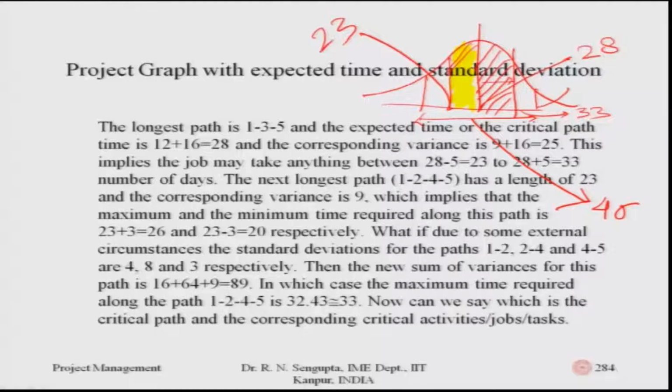So, this value would be 28 plus 5 which is 10, which is 38, and this value would be 28 minus 5 which is 10, which is 18. So, this 18 to 38 basically would mean that with plus 4 sigma, that is plus 2 sigma and minus 2 sigma, I am able to finish the job within that stipulated time. So, again continuing what is written here, this implies that the job may take anything between 28 to 33 days.